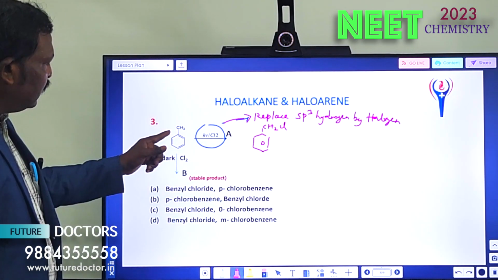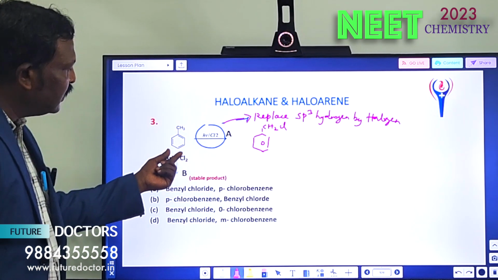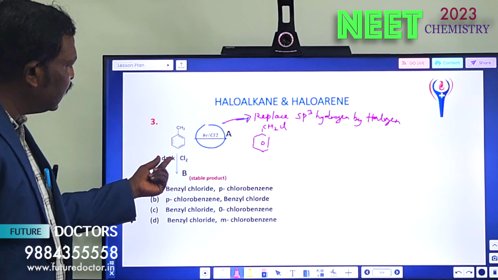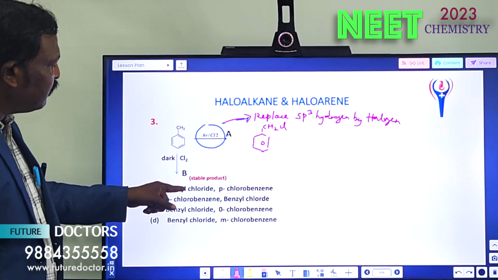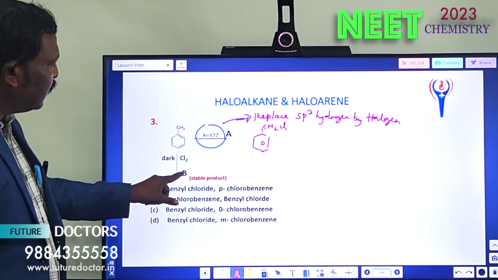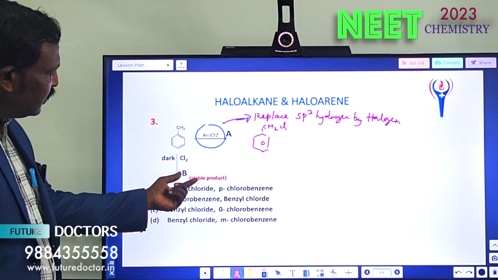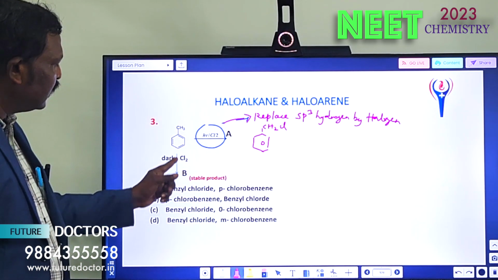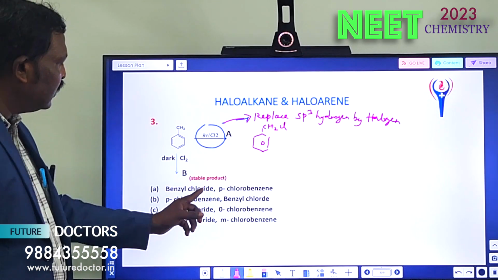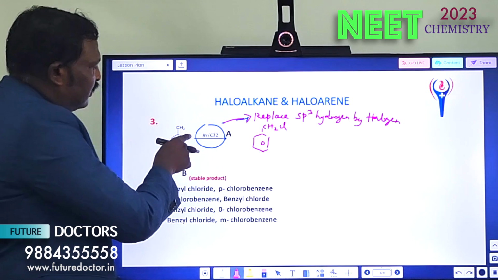Next one. B. The same compound reacts with chlorine, but in absence of sunlight. This is presence of sunlight. Absence of sunlight means we get ortho product and para product. Among the ortho and para products, para is the most stable compound. They are asking only for the stable compound. So para chlorotoluene, here the chlorine will come. Okay. So the answer is benzyl chloride and para chlorotoluene. Are you following? Very simple question.